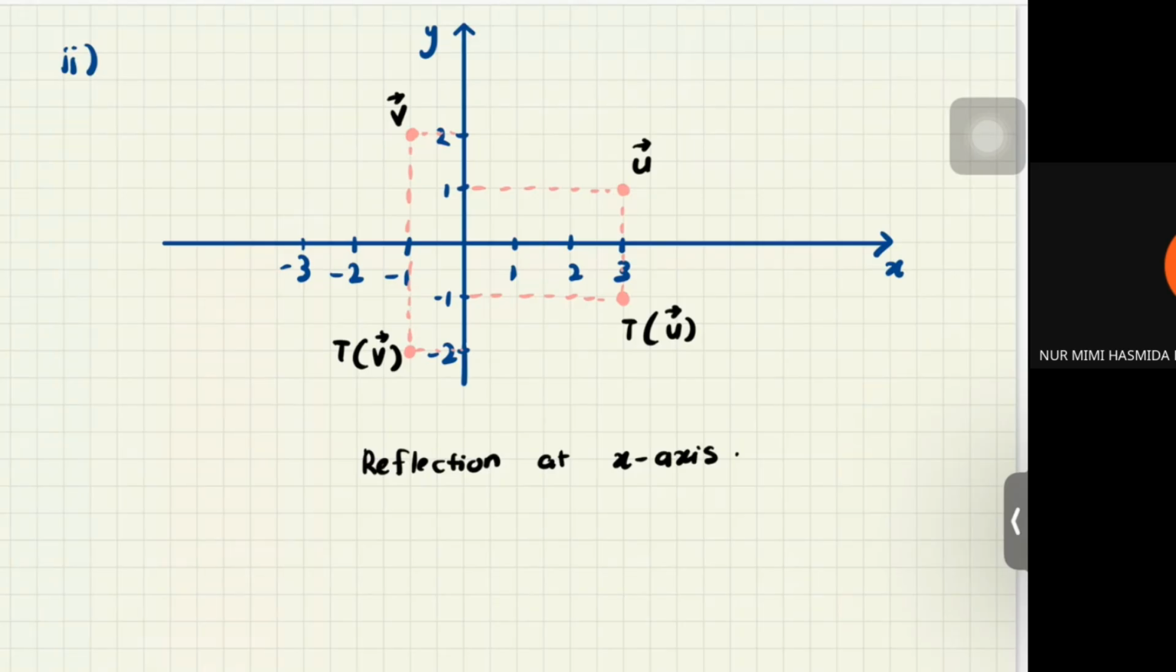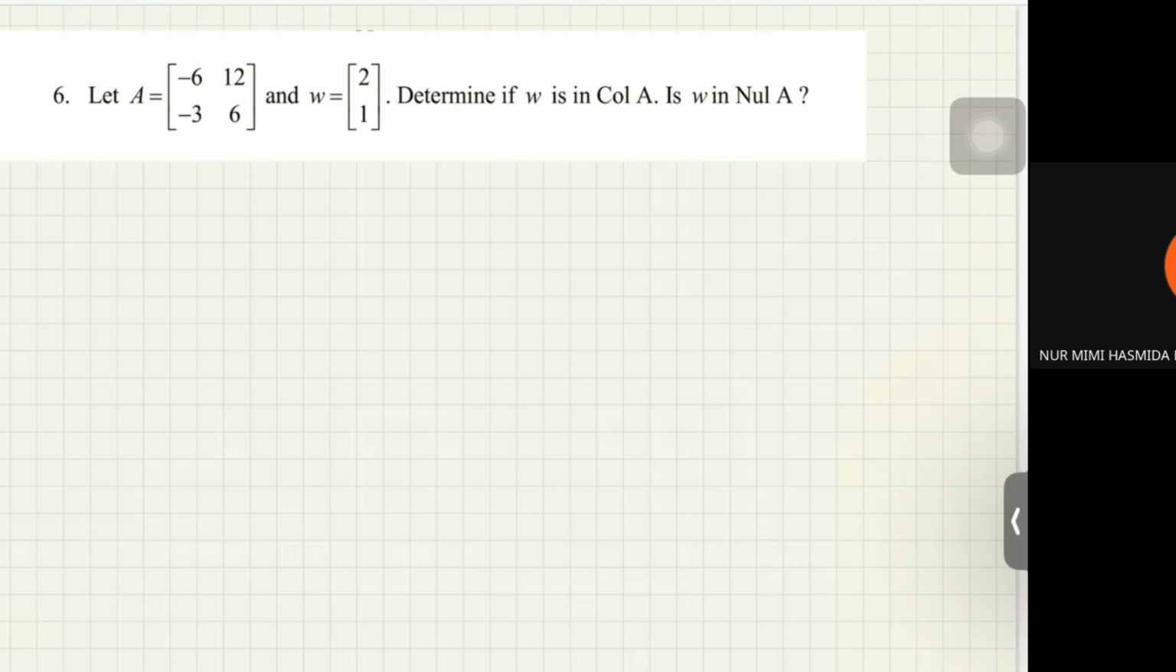Okay, let's move to question number 6. Let A and W be matrices. Determine if W is in column A, and is W in null A. It is in the column space of A if you can write it as a linear system and the system has a solution. So W is in column A.